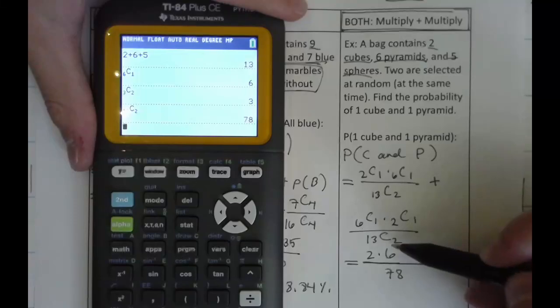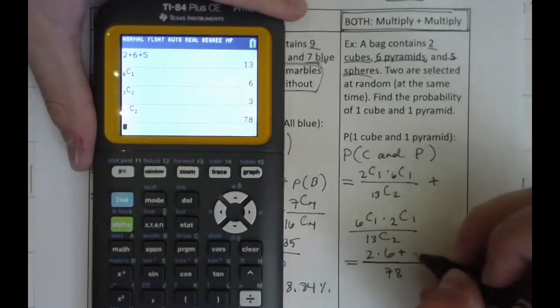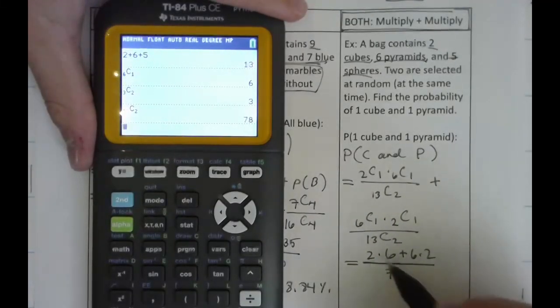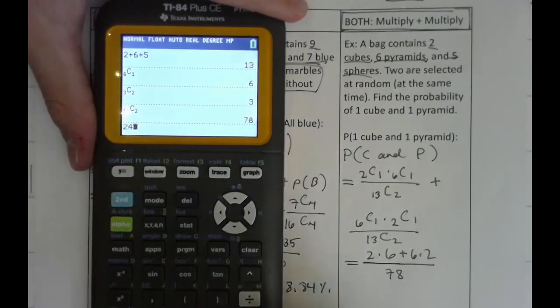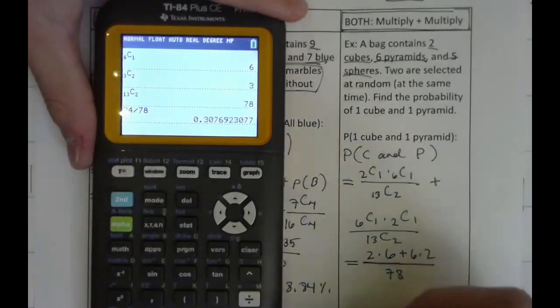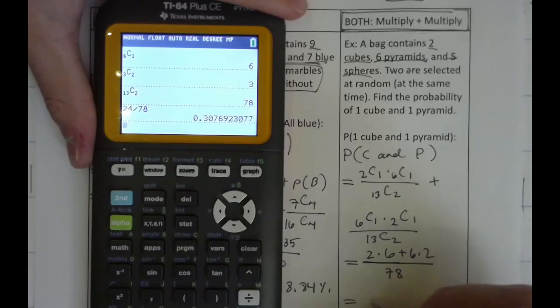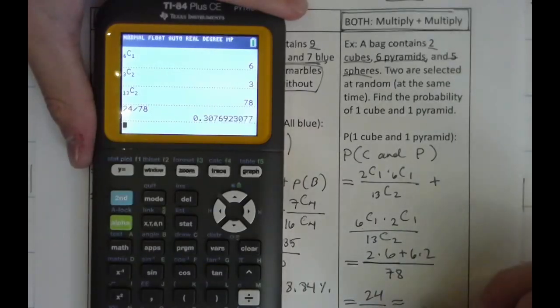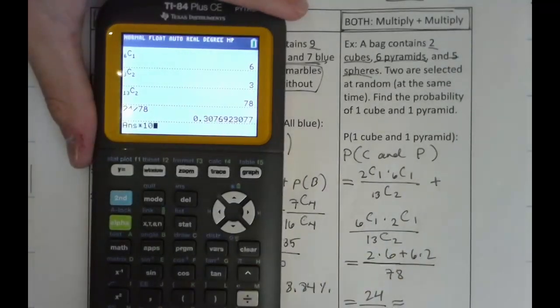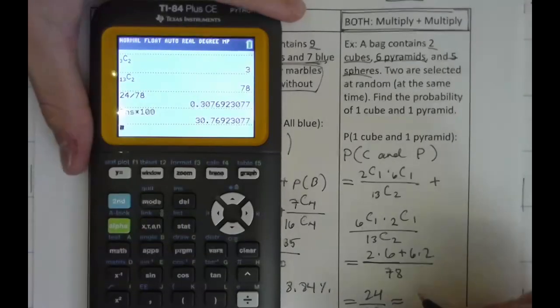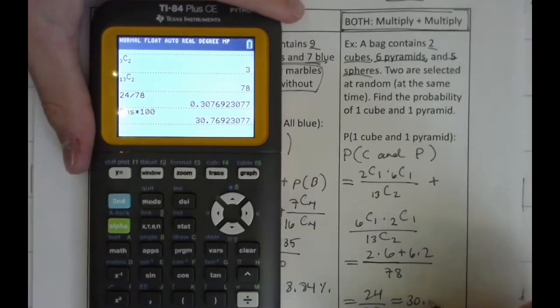Alrighty, so you guys see the denominators here are the same, so I'm going to add the tops. And then we have another 6 times 2. So we have 12 plus 12 is 24, divided by 78. So this is 24 over 78, which is approximately 30.77% chance.